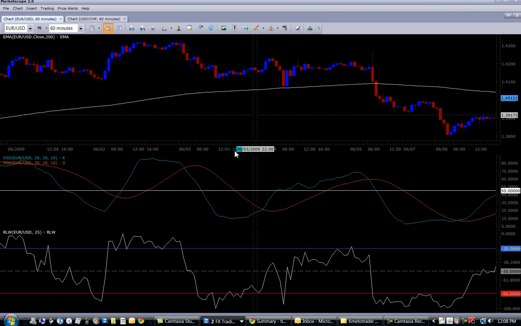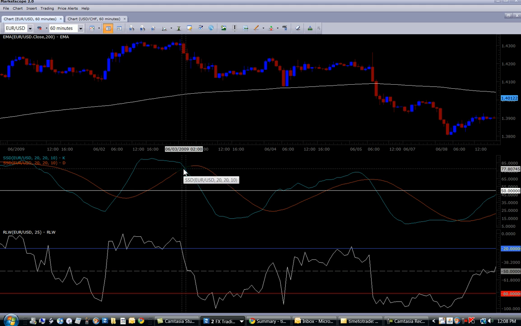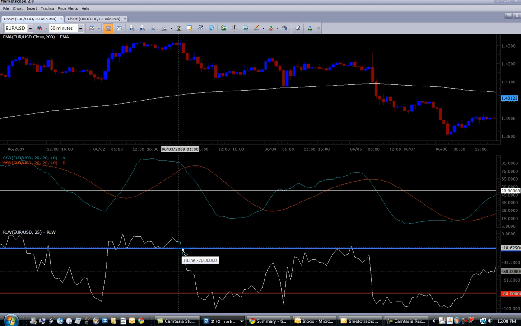All right, the second indicator is the Williams Percentage R. This is our primary exit indicator. The stochastics is our primary entry indicator, and the Percentage R is our primary exit.